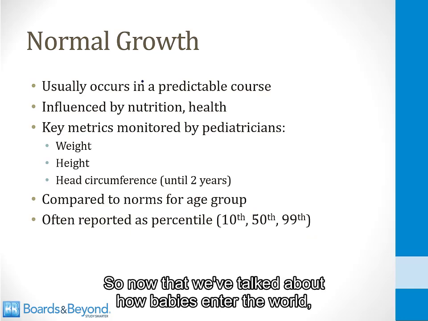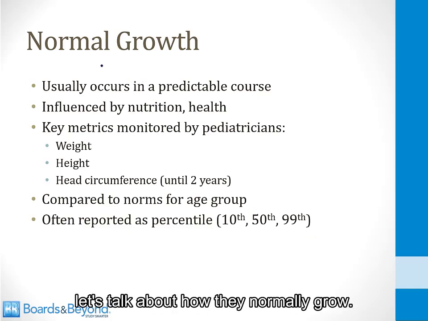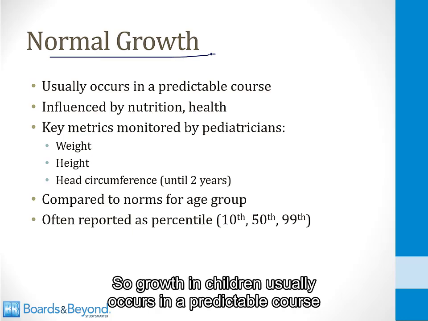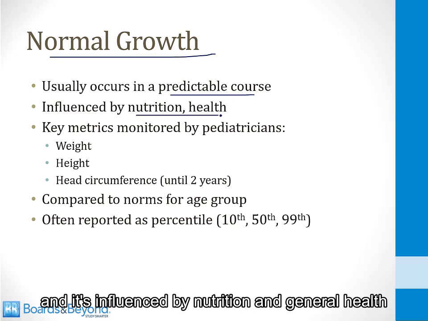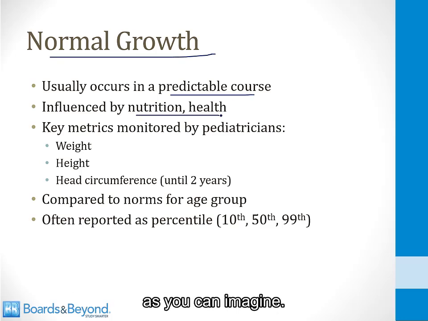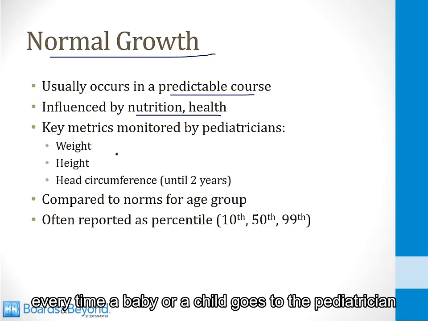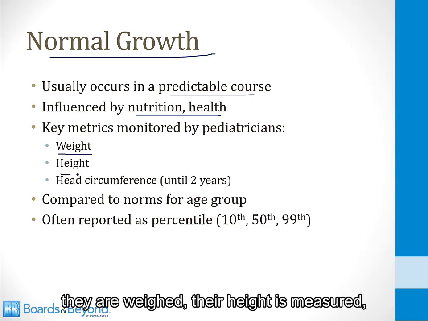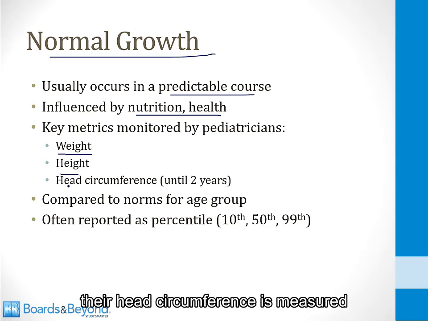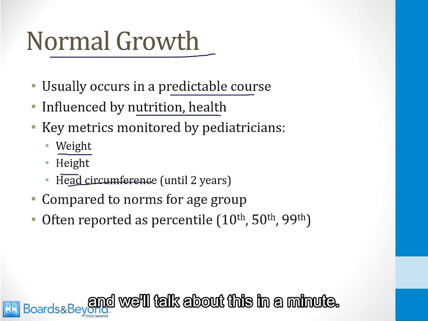So now that we've talked about how babies enter the world, let's talk about how they normally grow. Growth in children usually occurs in a predictable course, and it's influenced by nutrition and general health, as you can imagine. There are three key metrics that pediatricians monitor in terms of growth. Every time a baby or a child goes to the pediatrician, they are weighed, their height is measured, and until 2 years of age, their head circumference is measured, and we'll talk about this in a minute.